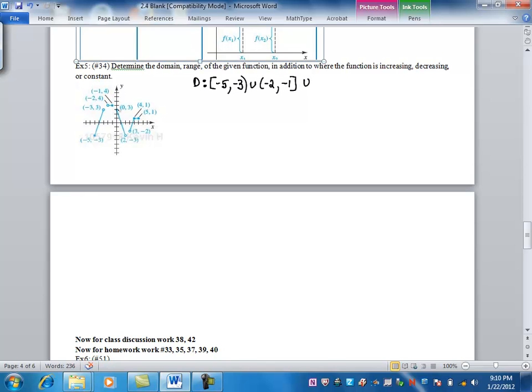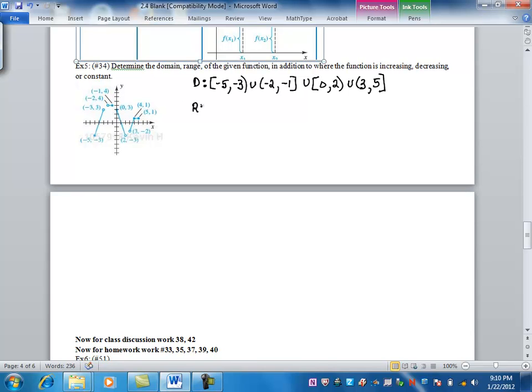And then the x values go from 0 to 2. Now we get to include 0 because there's a closed circle, but we can't include 2 because there's an open circle. And then check this out, folks. My x values starting at just a little bit bigger than 3 go all the way over to 5. So we can't include 3, but we do get to include 5, and that's my domain.